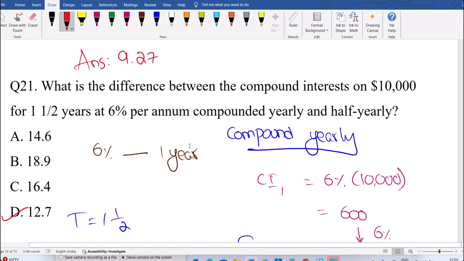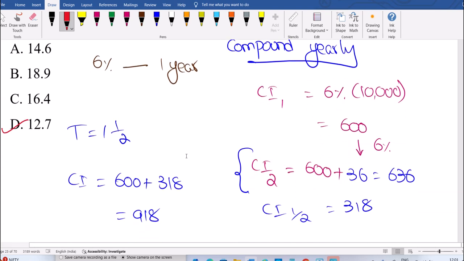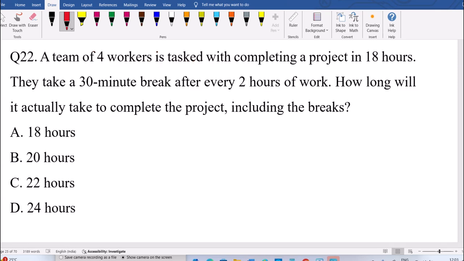But see the method how to solve. Good question, actually, from the question point of view. How do you calculate compound interest yearly, or for 1.5 years? How to calculate compound half-yearly for a 1.5 year time duration is what this is about. So observe this question 22.